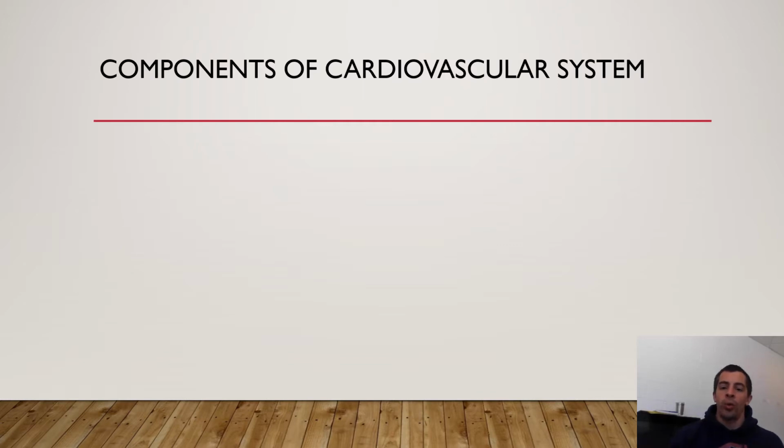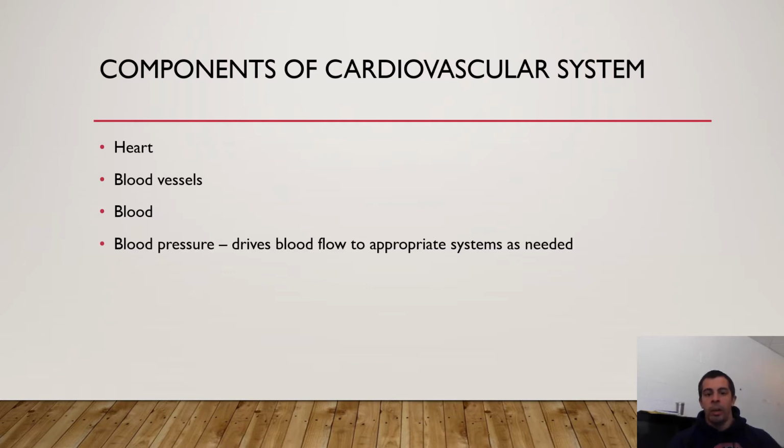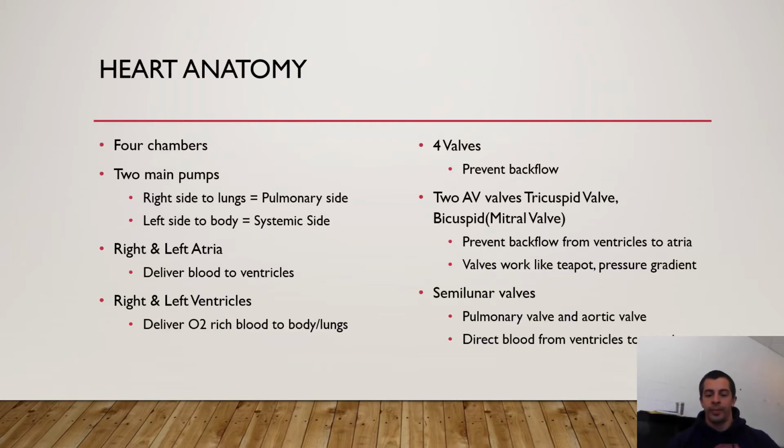So what are the components of our cardiovascular system? Right, if you pause this right now, give me 4 components of our cardiovascular system. Do a little self-quiz. Pause this video. Well, what are my 4 components? Well, the most obvious one should be your heart, right? Your heart, it's the pump. It does all the work, right? You've got your blood vessels. You've got blood. And blood pressure is a component, right, which drives blood flow to the appropriate systems as needed.